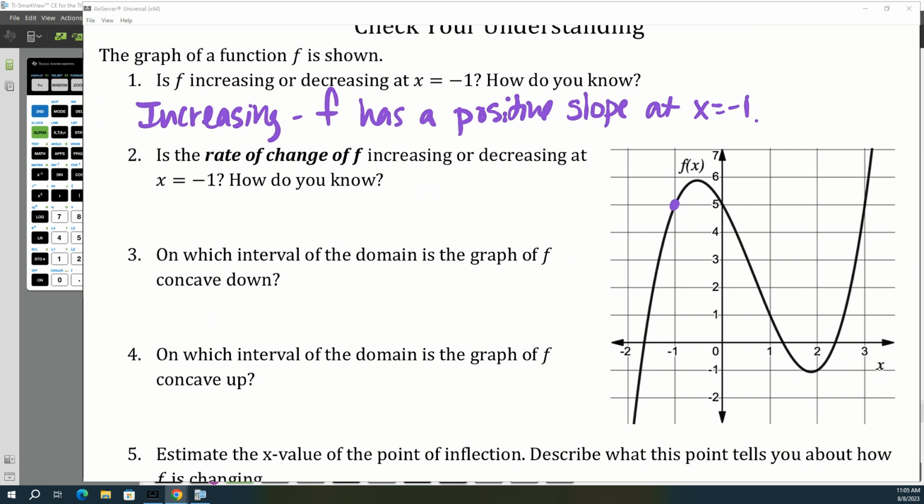All right, so part 2 asks, is the rate of change of f increasing or decreasing? This is the new stuff. So at -1, what you need to know is, is this graph concave up or concave down at -1? What do you think? Concave down. If we're concave down, is the rate of change increasing or decreasing? Decreasing.